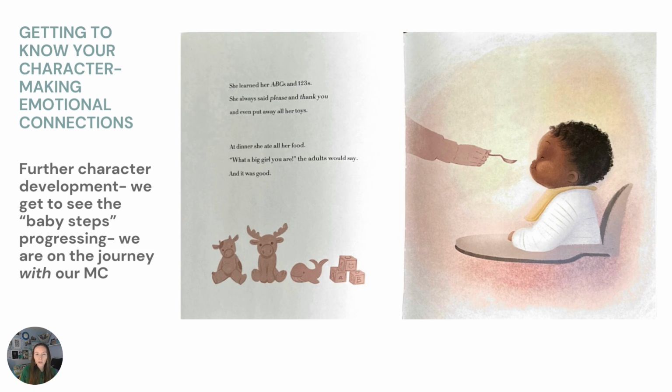So our next spread here says, she learned her ABCs and 1, 2, 3s. She always said please and thank you, and even put away all her toys. At dinner, she ate all her food. What a big girl you are, the adults would say. And it was good. So we're getting to know our character and making those emotional connections a little bit further here in this spread. We have further character development. We get to see the baby steps progressing. We're on the journey with our main character.